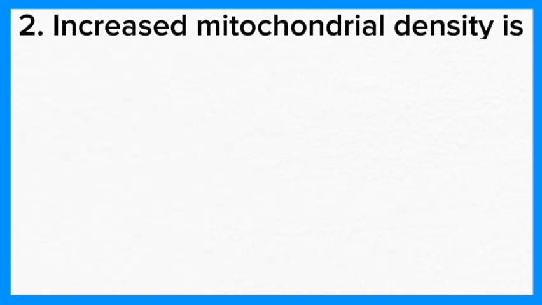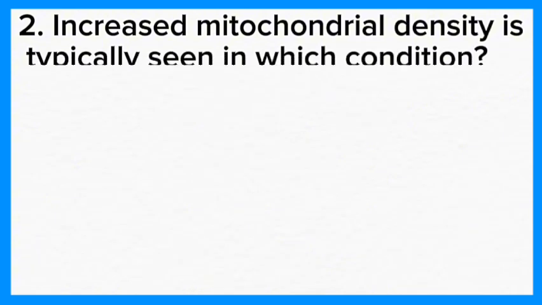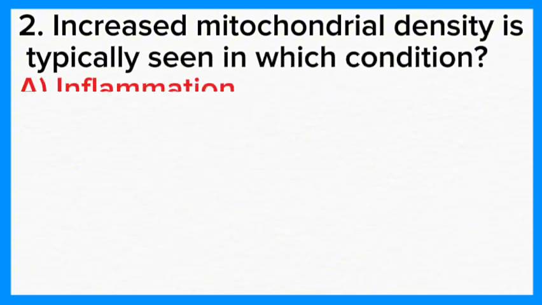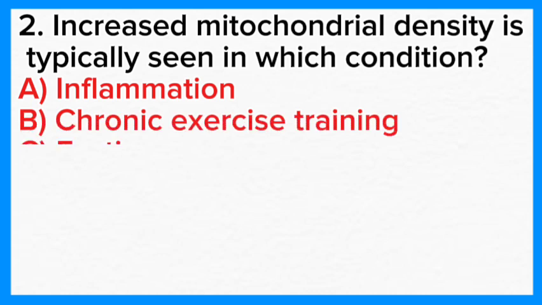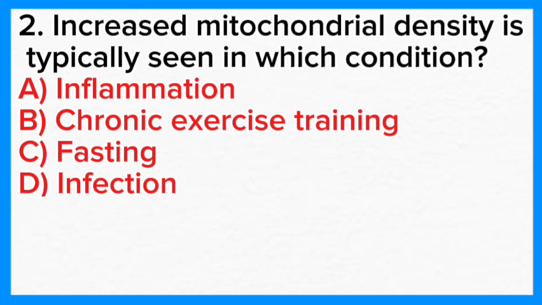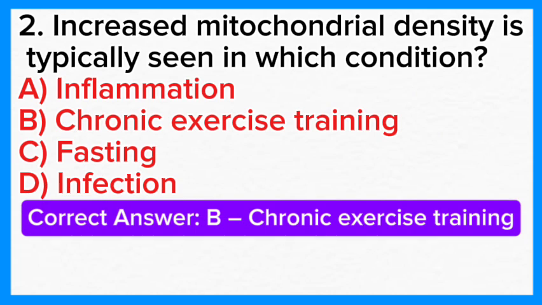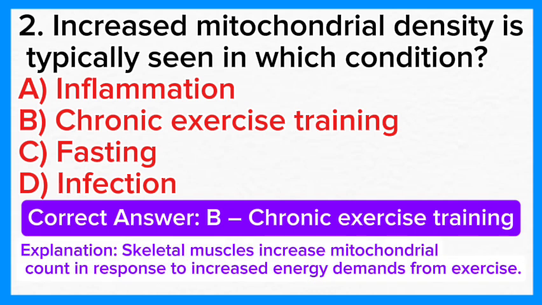2. Increased mitochondrial density is typically seen in which condition? A. Inflammation, B. Chronic exercise training, C. Fasting, D. Infection. Correct answer, B. Chronic exercise training. Explanation: skeletal muscles increase mitochondrial count in response to increased energy demands from exercise.